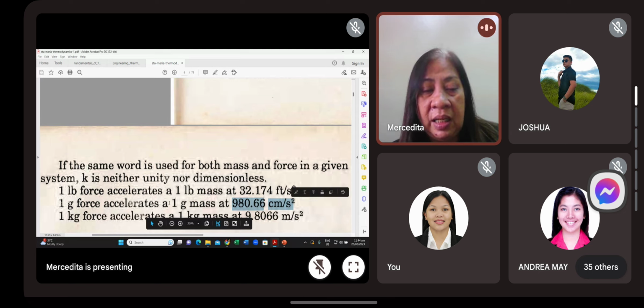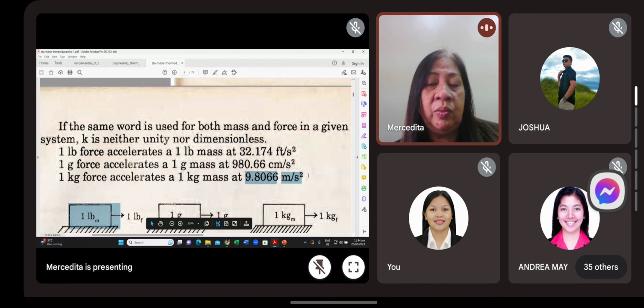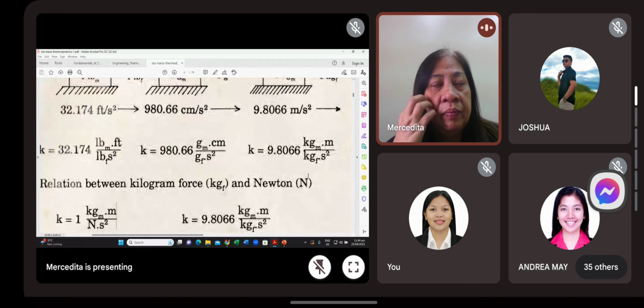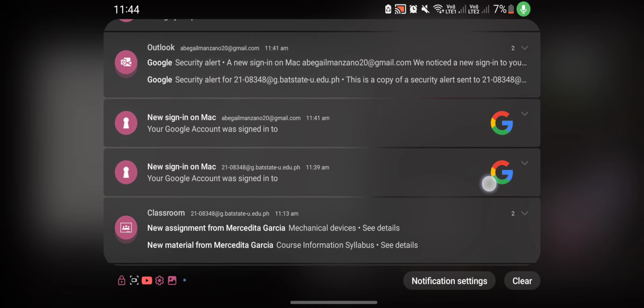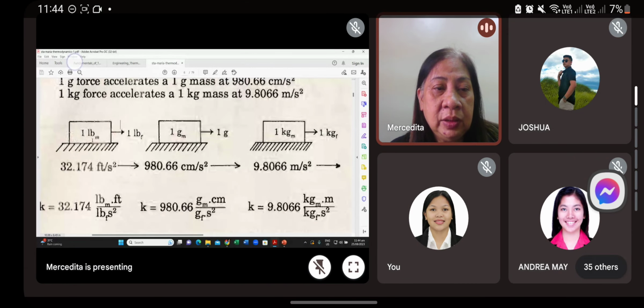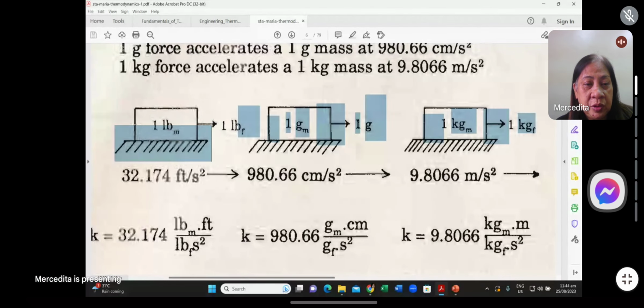Ganun din sa metric, 1 kilogram force will accelerate 1 kilogram mass. The resulting acceleration is 9.8066 meter per second square. So that we have this set of, sabi nga, if the unit ng mass and unit ng force is the same. Katulad nito, 1 pound mass and 1 pound force.